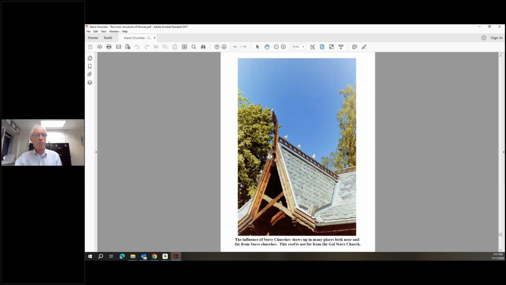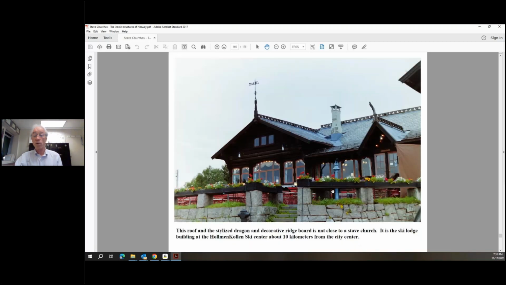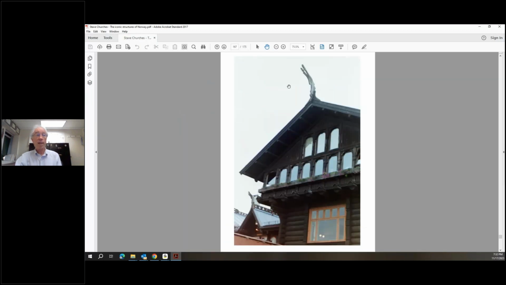I took this shot because the birds were up there too. I just thought that was really neat. So this is the Holmenkollen Ski Lodge, or this is what it looked like 20 years ago. I think it's been modernized, but you can see that it's not close to the Gol Stave Church. But look at the dragon. Look at those carved ridge pieces. It is paying homage to those decorative elements of the Stave Churches.